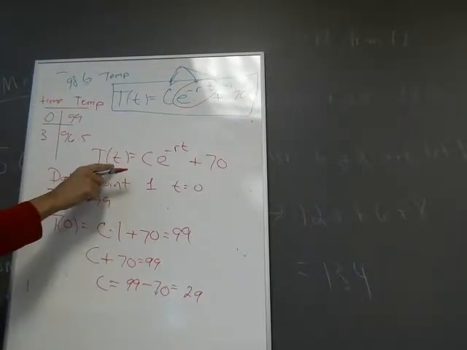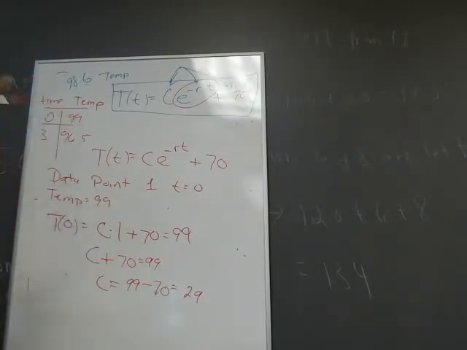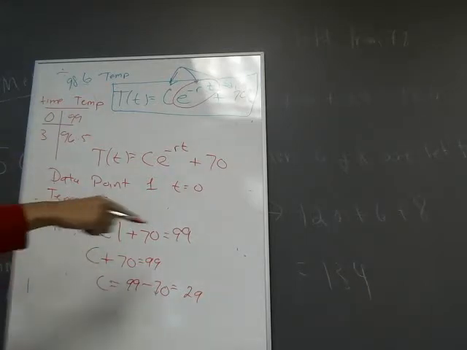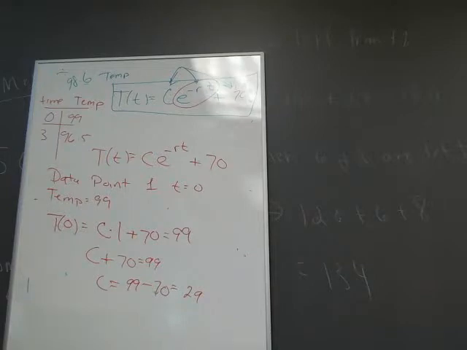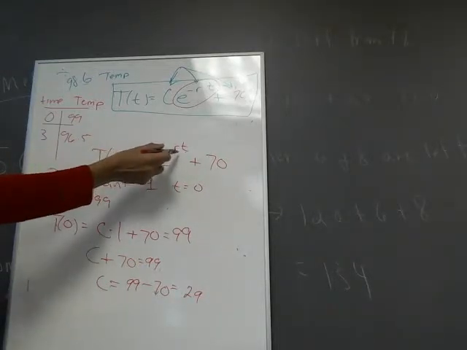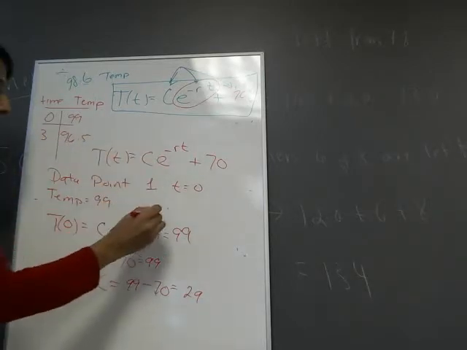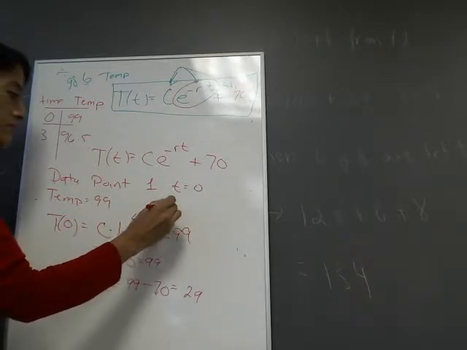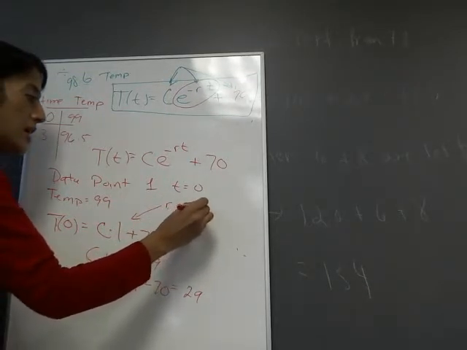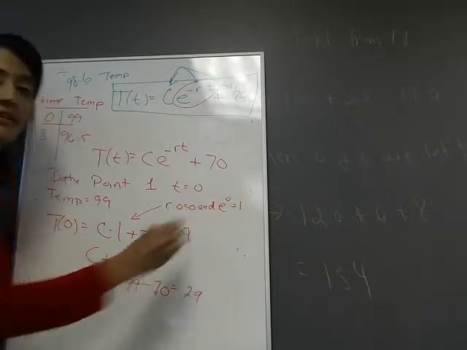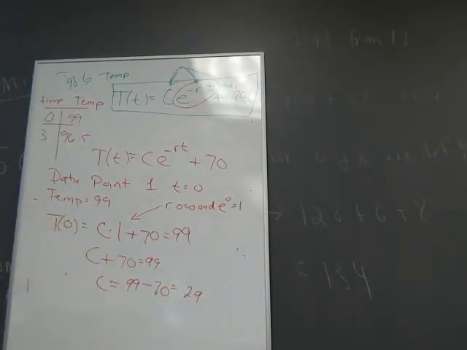Put the 99 in for temperature because I know that at time equals 0, this formula is supposed to give me 99. So I just set the formula equal to 99 and I solve for the C. Good? What was R? R I don't need to know because when I put T in there as 0, R times 0 is 0. And e to the 0 is 1. So everything goes away in that exponent, which is nice.